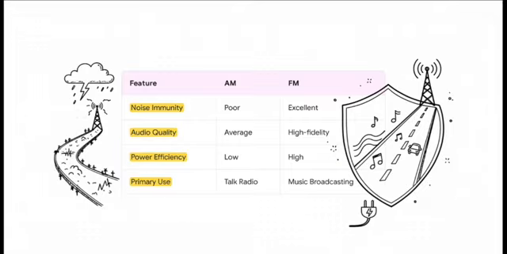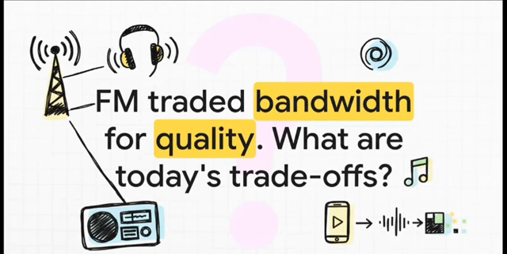So let's just step back and put it all together. This is it. This is why FM completely won the quality war for music broadcasting. Its noise immunity is excellent because it just ignores changes in amplitude. Its audio quality can be amazing because it uses that wider bandwidth. And it's even more power efficient. It made one simple, brilliant trade. It used a bigger highway on the radio spectrum in exchange for a perfectly smooth, clear, static-free ride for the listener.